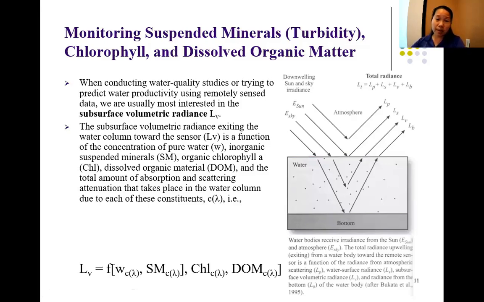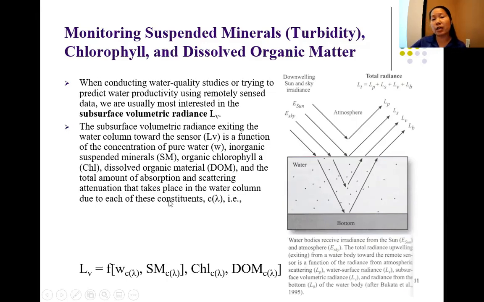So the subsurface volume radiance exiting the water column towards the sensor, LV, is a function of the concentration of pure water, inorganic suspended minerals, organic chlorophyll, dissolved organic minerals, and the total amount of absorption and scattering attenuation that take place in the water column due to each of these constituents.